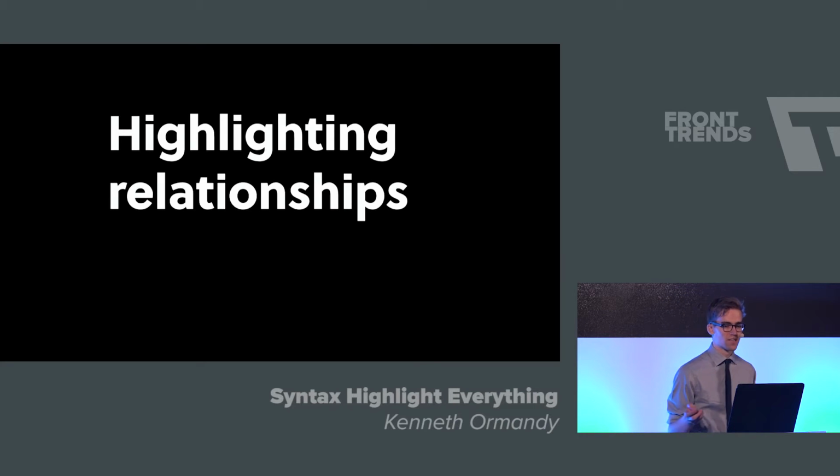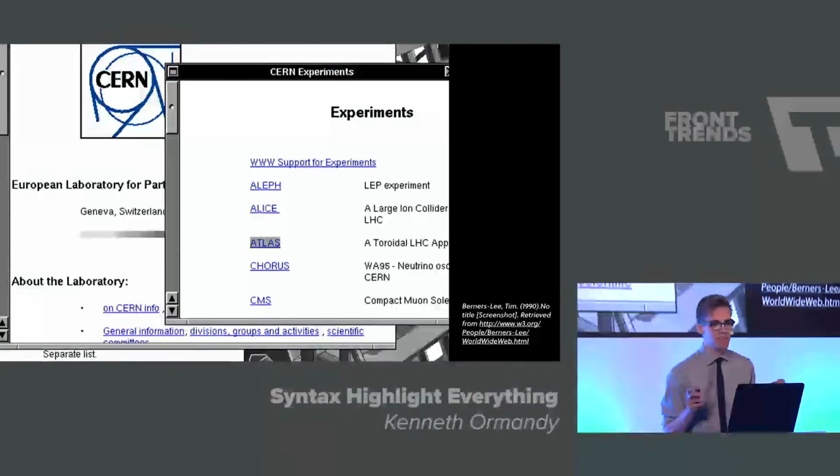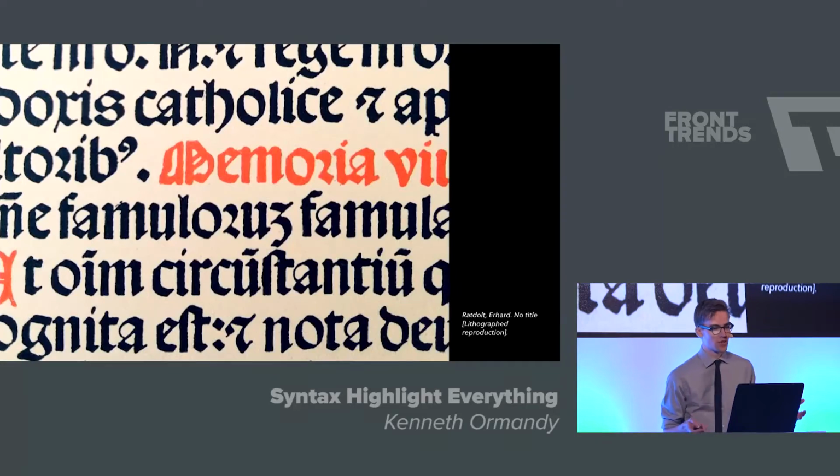Showing relationships is relevant to many kinds of writing and text, and one that we're quite familiar with is link text. Sir Tim Berners-Lee's distinct blue hyperlink signifies that this text is different than the rest around it. These words are different, it says. You can interact with them, and color has long been used to emphasize content. This is a reproduction of an Erhard Ratdolt page from the 15th century, which uses color in line for emphasis.